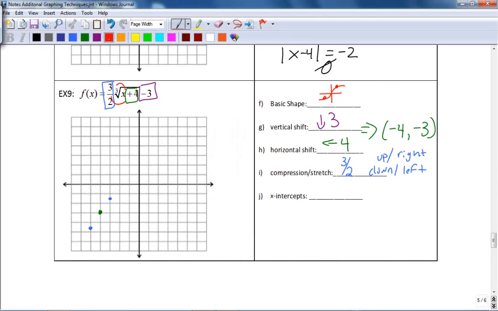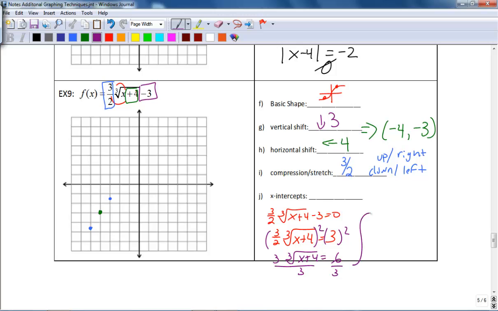Let's see if we have any x-intercepts. Let's set the function equal to 0 and try to solve it for x. So I have 3/2 times the cubed root of x plus 4, minus 3, is equal to 0. In order to solve, I need to start by moving that 3 to the other side. So I get that 3/2 times the cubed root of x plus 4 is equal to 3. Let's clear the fraction first, so multiply both sides by 2. And I get that 3 times the cubed root of x plus 4 is equal to 6.